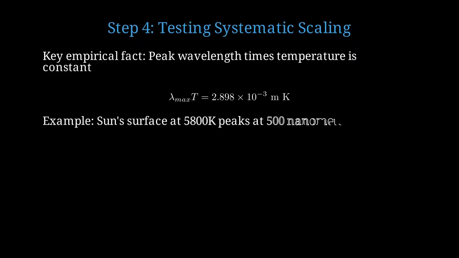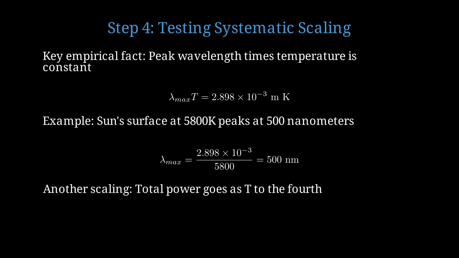For example, the sun's surface temperature is about 5800 Kelvin. The peak wavelength is about 500 nanometers, which is green light. If we divide 2.898 times 10 to the negative 3 by 5800, we get 500 nanometers. Another systematic scaling is that the total radiated power per unit area goes as temperature to the fourth power.